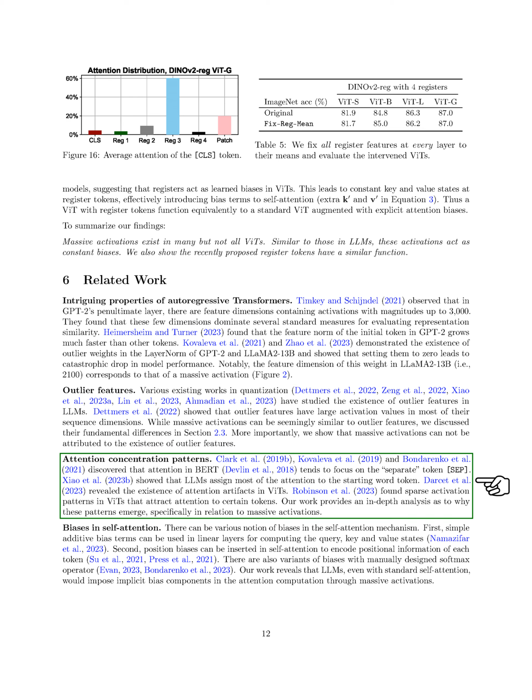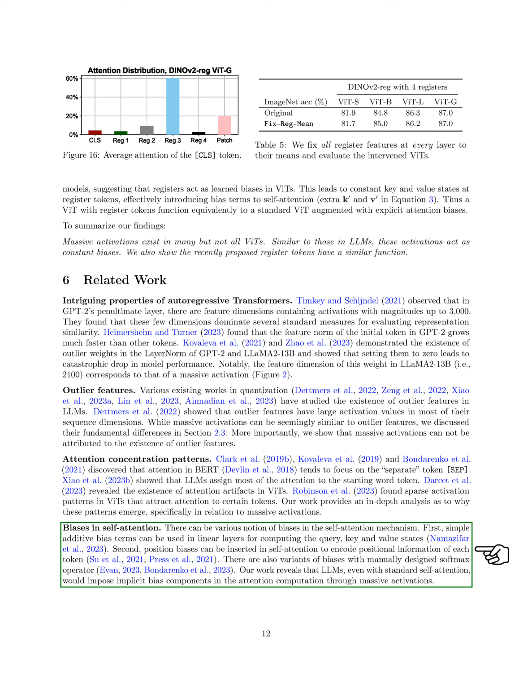Our research also covers attention concentration patterns, where we've found that attention in models like BERT often zeroes in on specific tokens such as the separator token, SEP. Other studies have shown that LLMs tend to give most of their attention to the first word token and have identified attention artifacts in vision transformers, ViTs, including sparse activation patterns that draw attention to certain tokens. Our work goes further by providing a detailed analysis of why these patterns occur, especially in relation to massive activations.